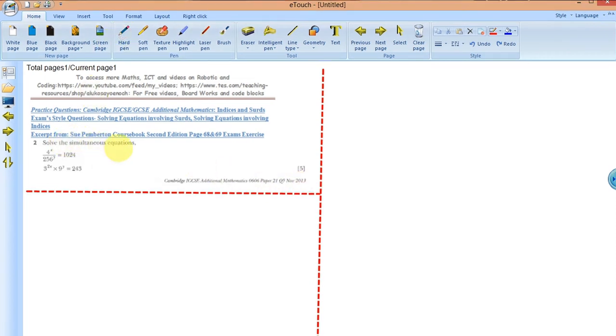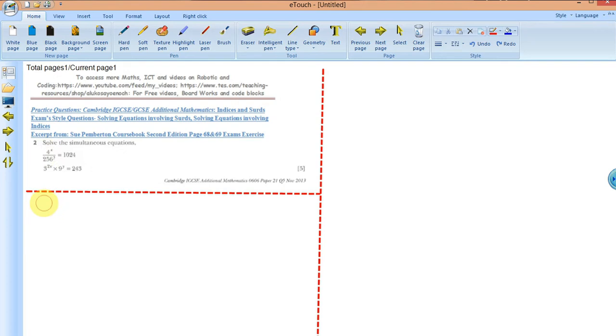Solve the simultaneous equations. 4 raised to the power x divided by 256 raised to the power y equals 1024. And the second equation is 3 raised to the power 2x times 9 raised to the power y equals 243. So we have to solve the system of equations simultaneously. This is the initial equation, guys. Let's work on the very first equation.